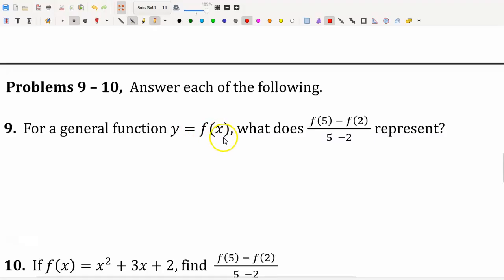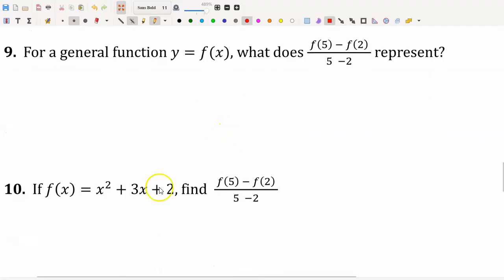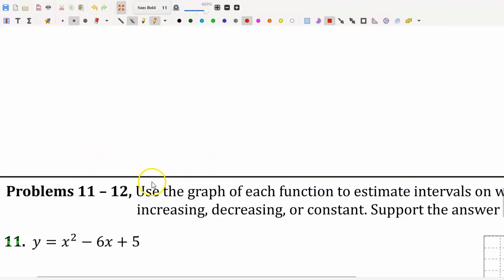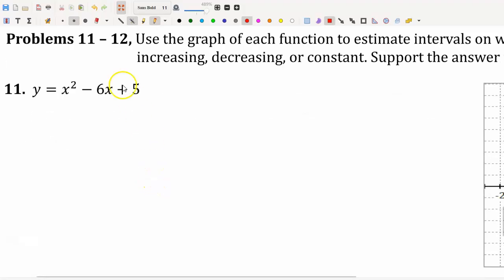Doesn't matter. It's just that's what it represents in all cases, in all functions. And that's all these are. In this case, same thing. It's a secant line from the average rate of change for this particular function. Nothing more. All right. Now down here, it asks us to find where it's increasing, decreasing, and or constant.